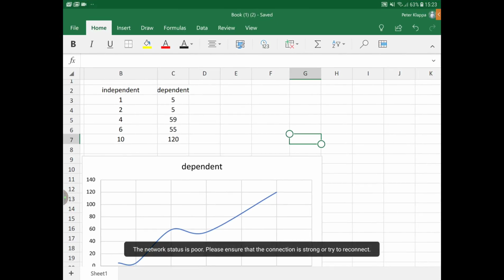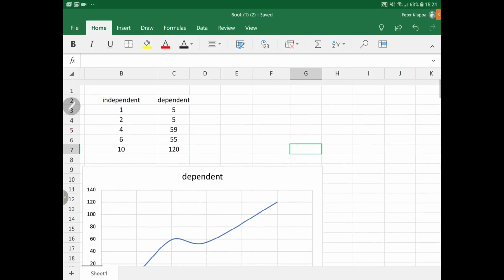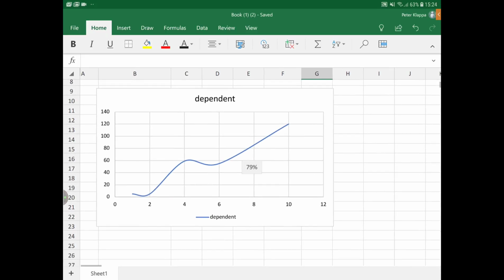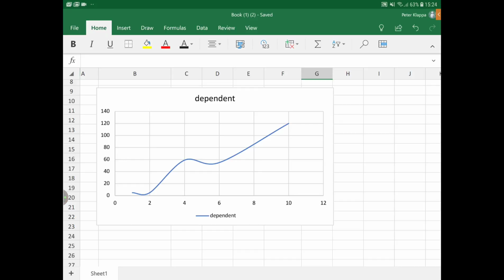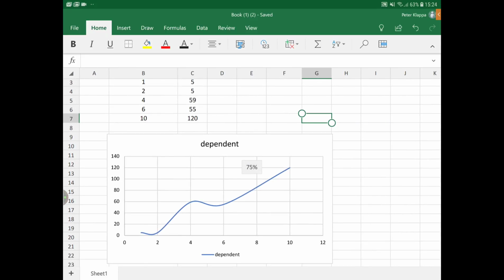Here I have an Excel spreadsheet, but it also works in Google Sheets if you prefer that. Now what I have here is an independent variable. You see the independent and the dependent variable. And I've tried to plot that. So on the x-axis, I have the independent, and on the y-axis, I have the dependent variable. And that would be the graph to it.